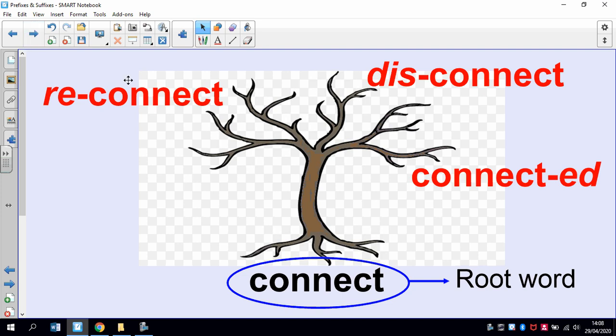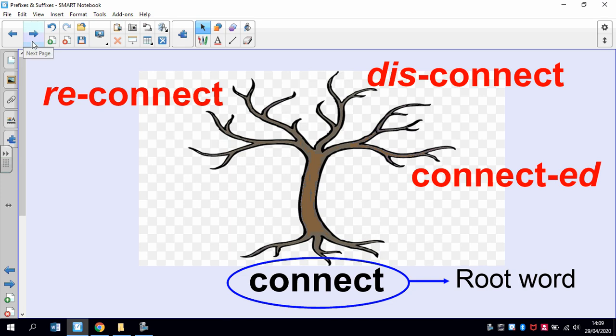So, reconnect, that's a root word with a prefix on it. Disconnect, that's a root word with a prefix on it as well. You can tell because they are on the front. And then finally you've got connected, that is the root word with a suffix. Okay? If you're still not sure about this, guys, just go back to the beginning and try and re-watch up to the point where you get a bit lost. And see if that makes more sense. If not, just contact me and I'll help you through it.